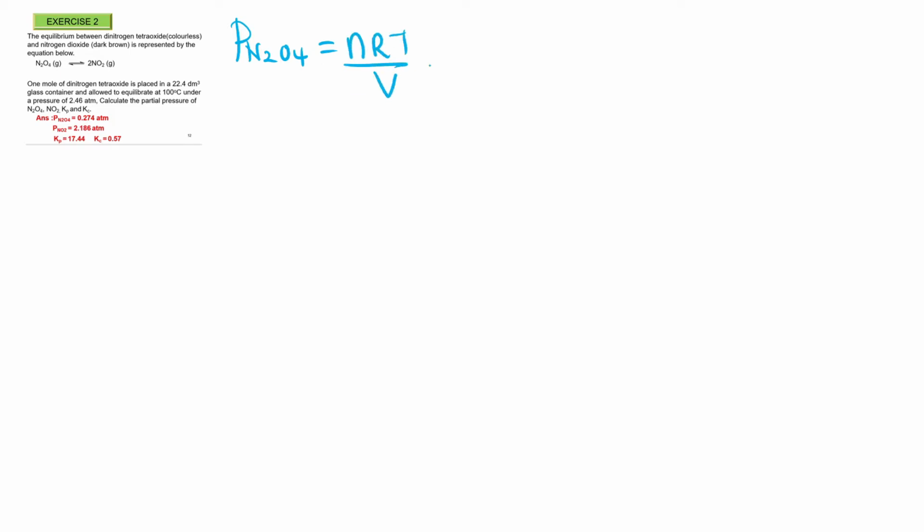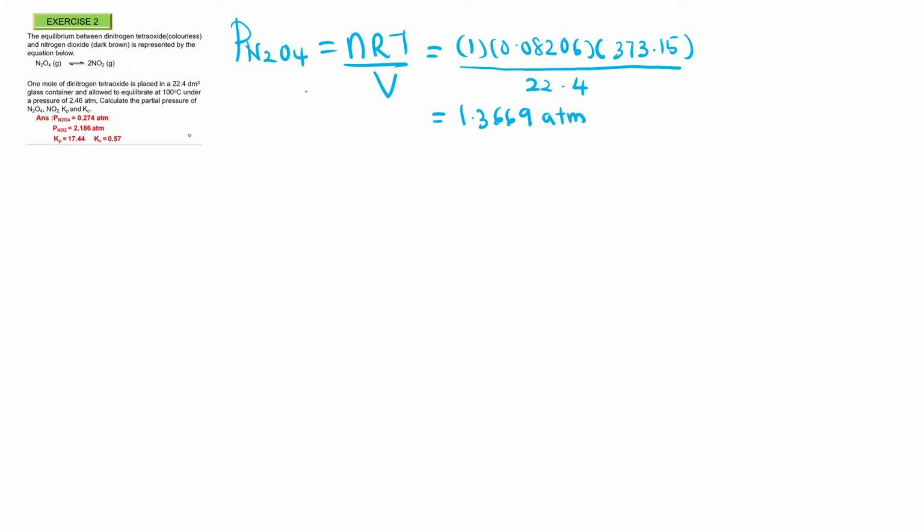nRT over V. Okay, so mole dia tadi di sini 1 mole, okay, 1 times 0.08206, temperature is 373.15 over volume is 22.4 liter. Okay, so kita akan dapat 1.3669 atm. Okay, so this is the pressure initial lah.